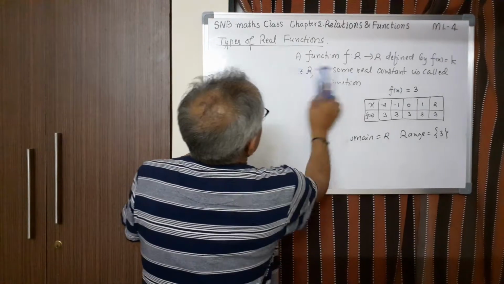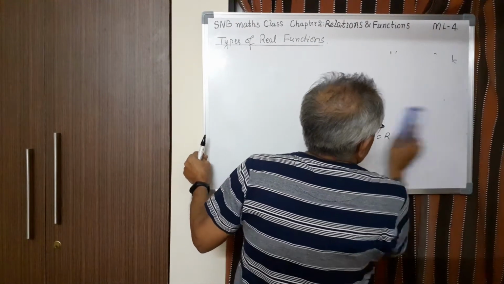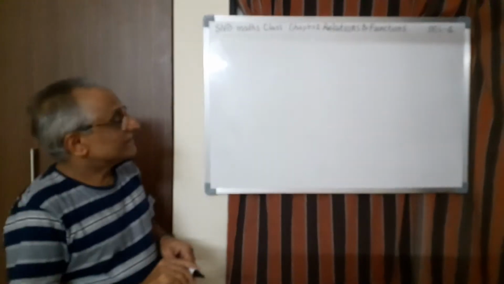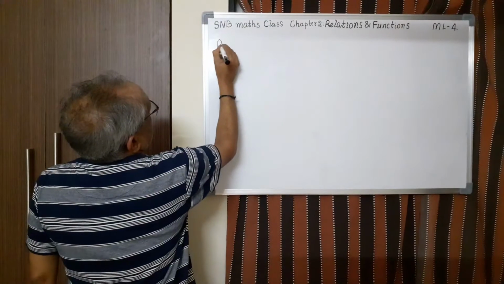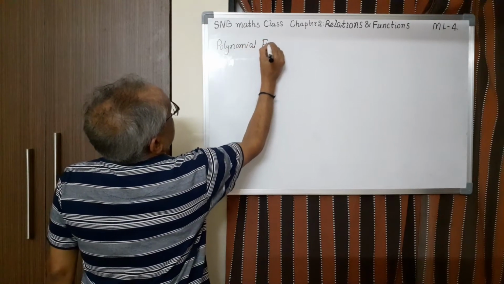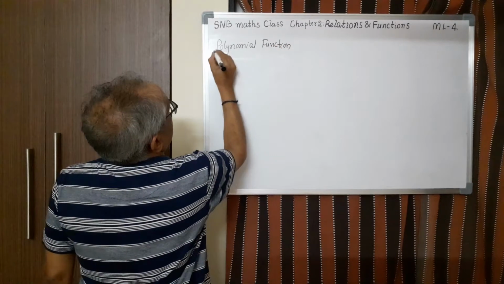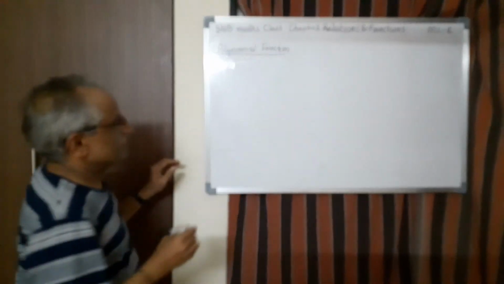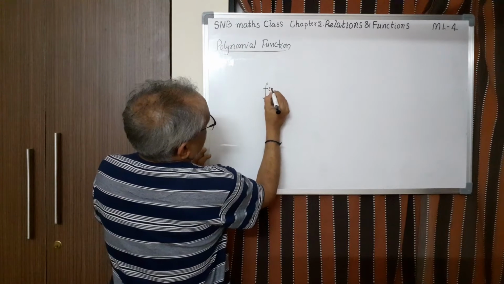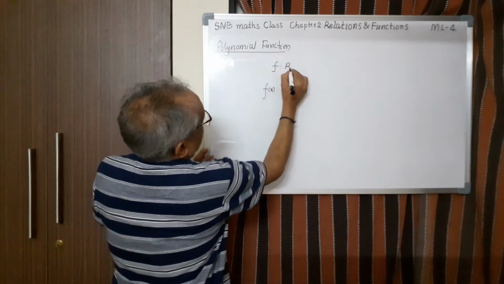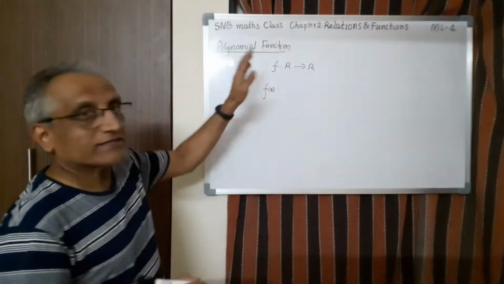The third one is polynomial function. In school, you have studied polynomials. The definition of polynomial. Polynomial is also a function actually. It is a real function. So let us first consider polynomial function. See, instead of defining first, let me give some examples. You take f of x equal to, of course, the moment I write f of x, the function is from R to R. This is the understanding because we are talking only about real functions.